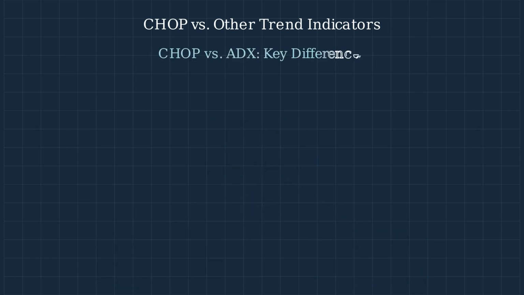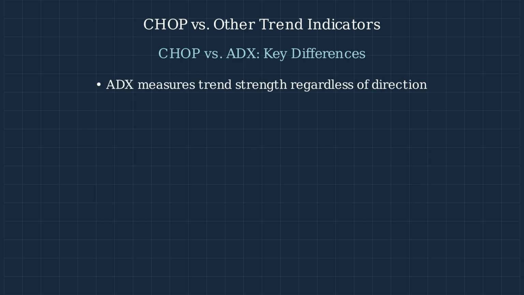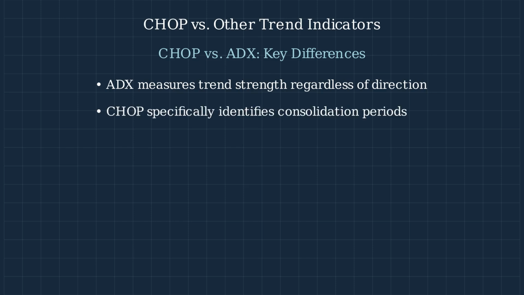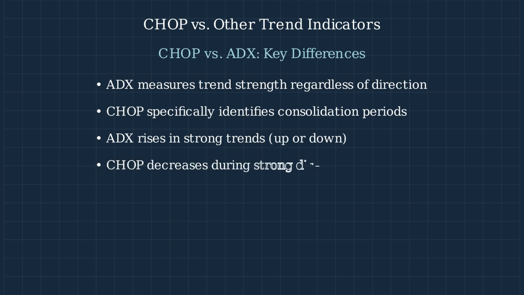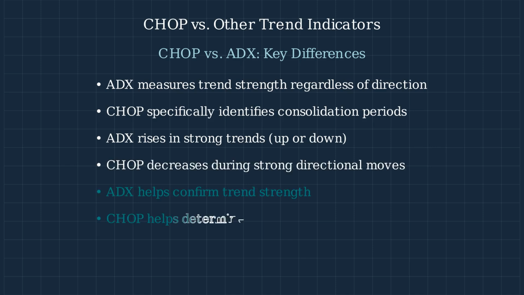Let's examine the key differences between CHOP and the average directional index. ADX measures trend strength regardless of direction. CHOP specifically identifies consolidation periods. ADX rises in strong trends. CHOP decreases during strong directional moves. ADX helps confirm trend strength. CHOP helps determine appropriate strategy type.